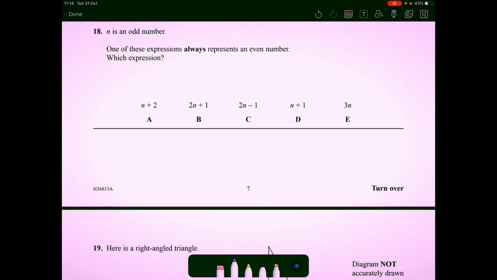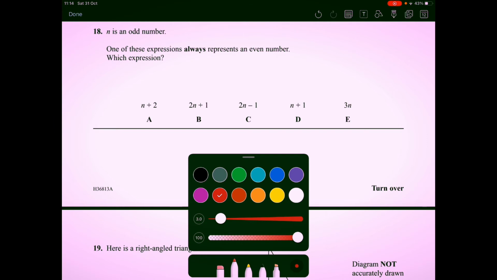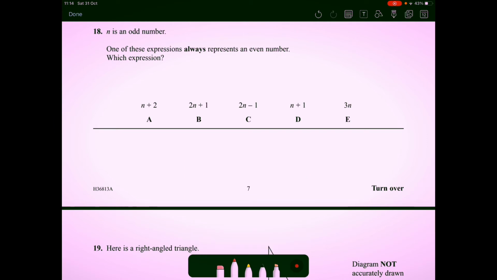Question 18. n is an odd number. One of these expressions always represents an even number. Which expression? Okay, so we're understanding what it means to be odd and even in terms of algebra here. We're being told that n is an odd number, so why don't we put an odd number in for n and just play around with it? One of these expressions we're told always represents an even number.